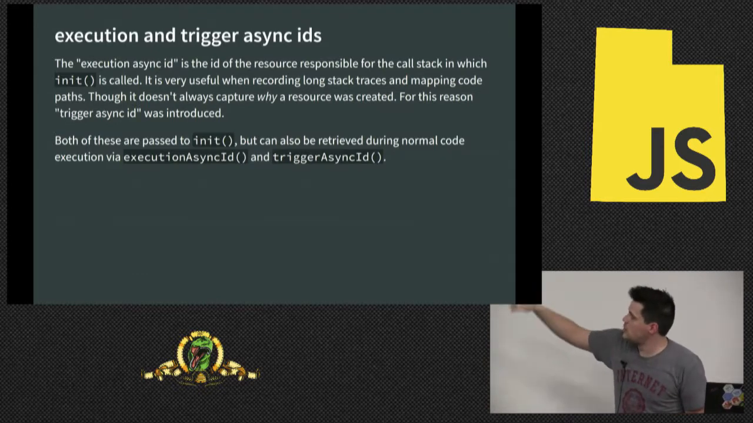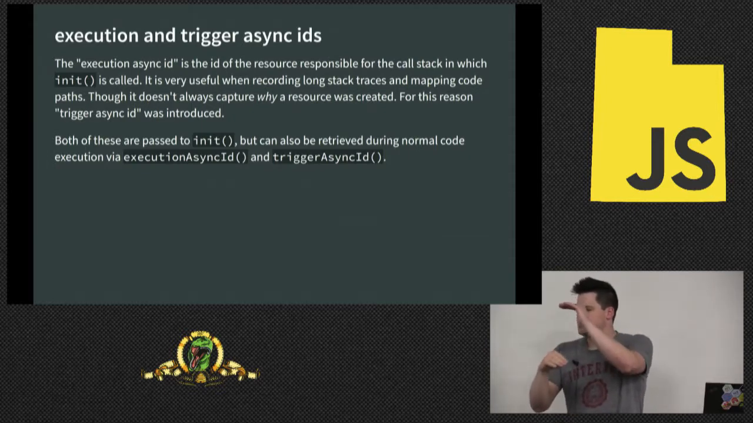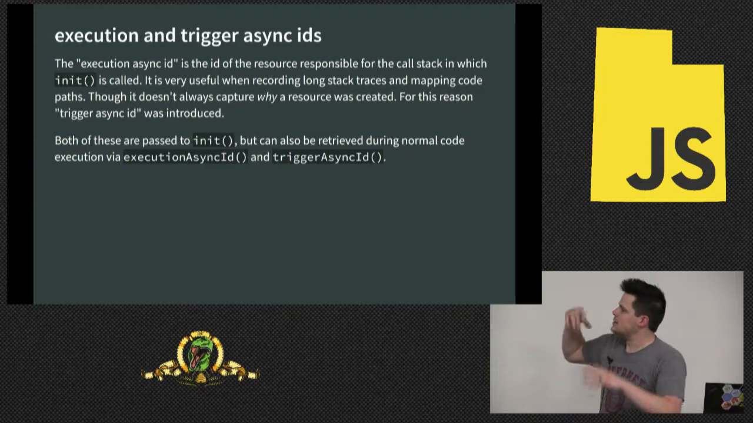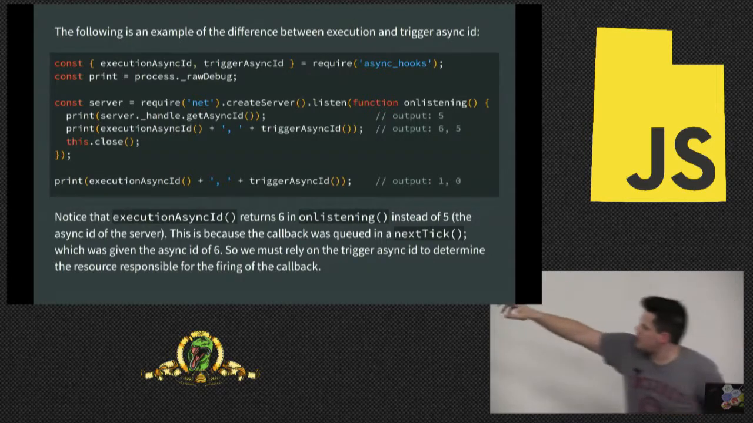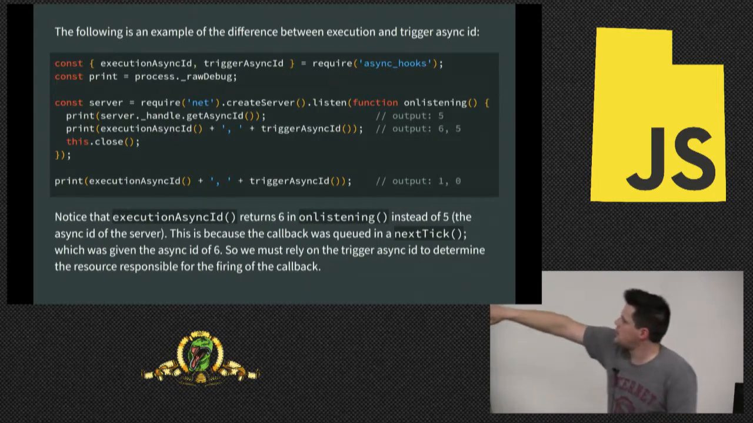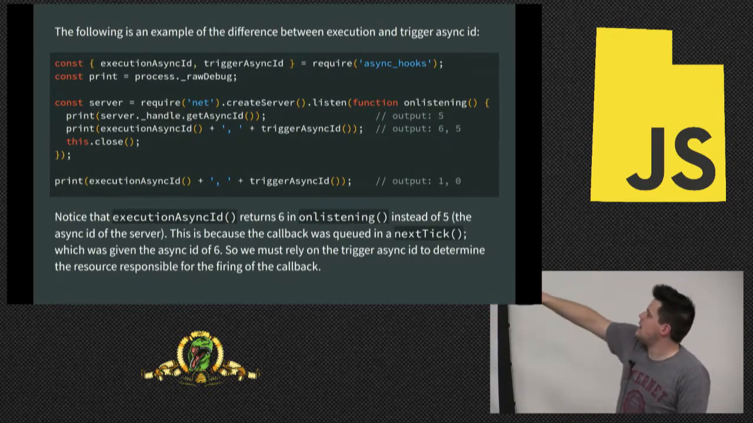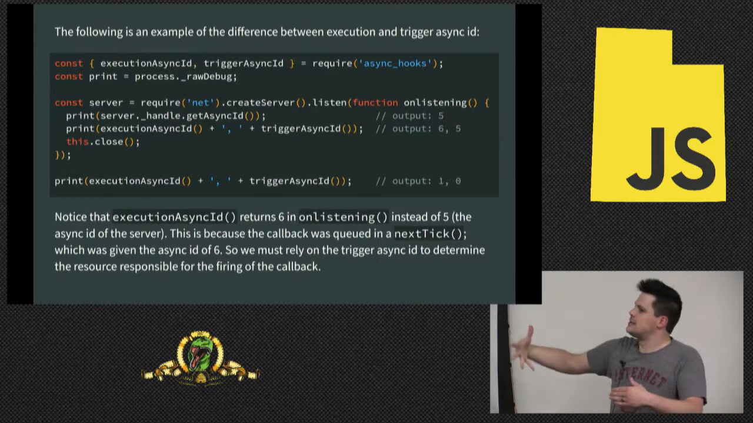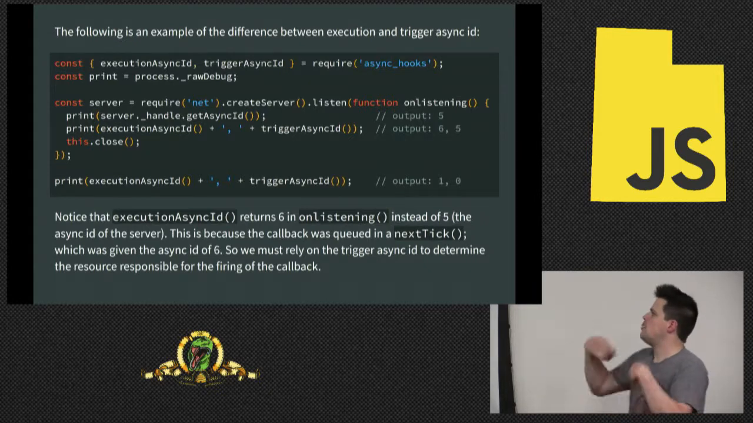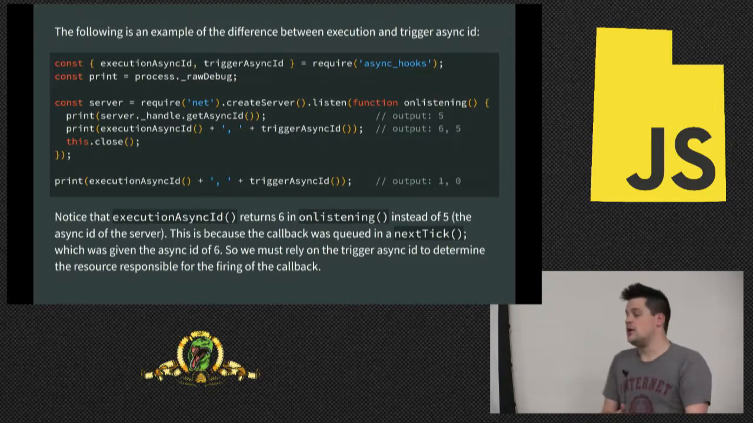Okay. So execution ID is the ID of the current execution scope, and then the trigger ID is more abstract. It's the ID of the resource responsible for the call. So right here, with execution and trigger ID, we create a server, and now we have the listen event. On the listen event, if you don't pass a port, it just uses your localhost. So technically, if it doesn't have to resolve a host name, the call is actually synchronous. But what it does is throw the listen callback into a next tick so that it can be called in the future.